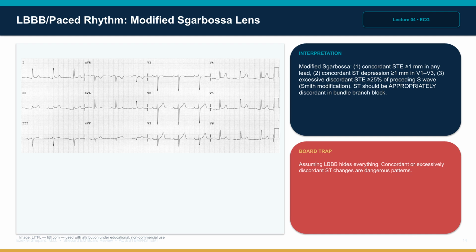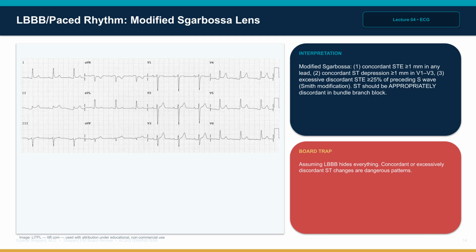Third, by the Smith modification, excessive discordant ST elevation, defined as an ST to S wave ratio of negative 0.25 or worse, meaning the ST elevation is at least 25% of the depth of the preceding S wave. The classic original Sgarbossa cutoff was 5 millimeters of discordant elevation, but the Smith modified ratio is the more sensitive, board-favored rule.